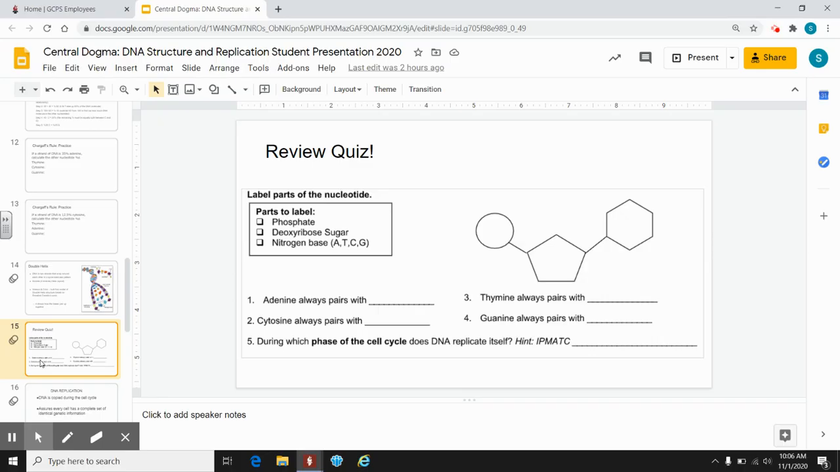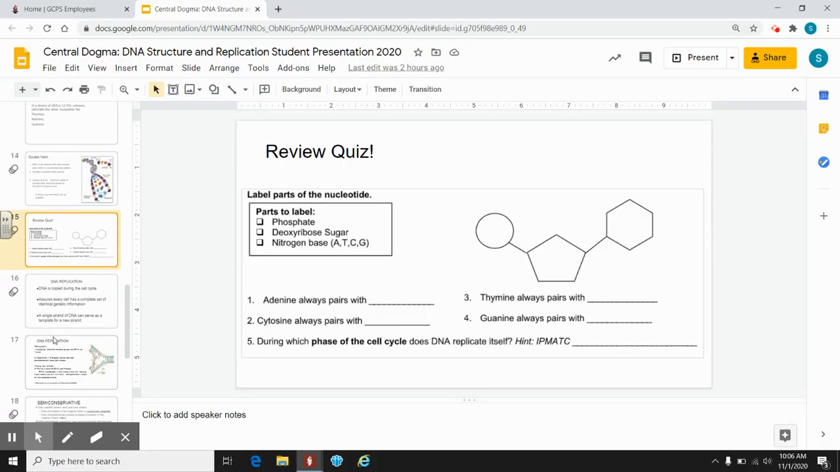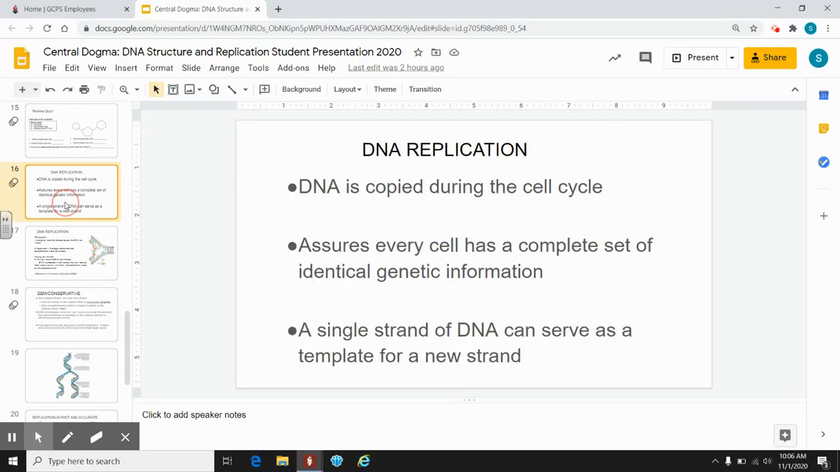Before getting into replication, do this quick review quiz. You might have to insert a text box because this is just an image. When you're ready, let's move on to the second part of the lecture, DNA replication.